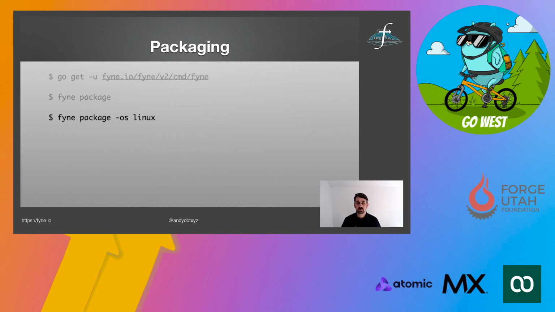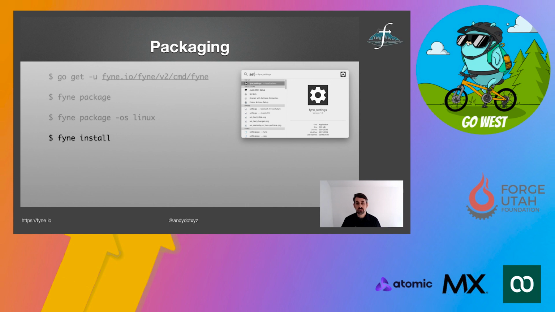You can distribute to other operating systems by specifying the OS as a parameter to package. Now this is going to either need the C toolchain installed on your computer, or you could choose the alternative of running inside Docker containers, and the Fyne Cross project will provide you that functionality if you don't want to manage the toolchain yourself.